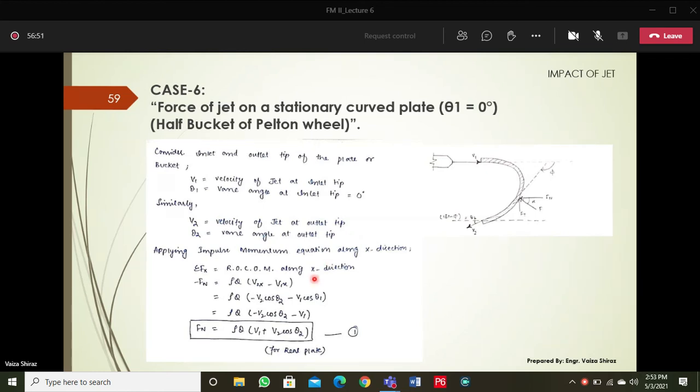So when you have to find out Fn, you will apply the equation along the x-axis. Over here, again, I have written v1x in terms of θ1. So over here, you can easily see that θ1 is 0.